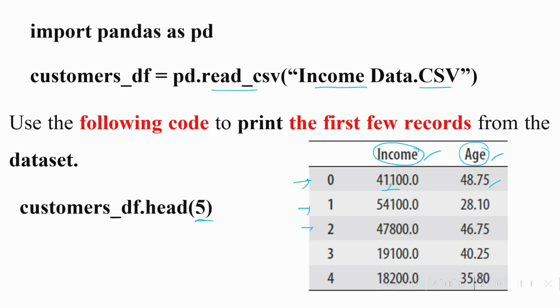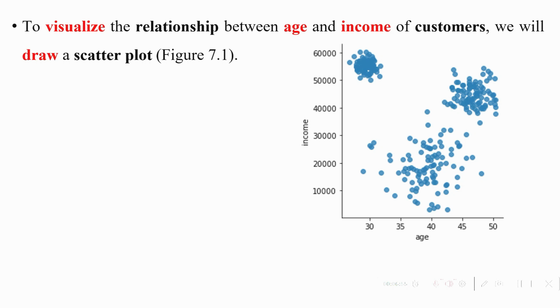Now, to visualize the relationship between the age and the income group of the customers, we will draw the scatter plot. With the help of the scatter plot we are going to draw the things. Here we are going to draw the scatter plot.